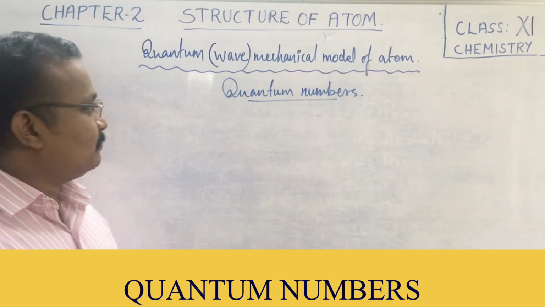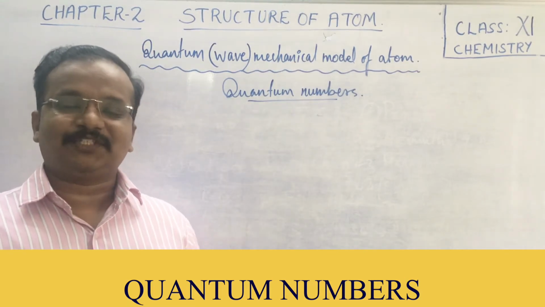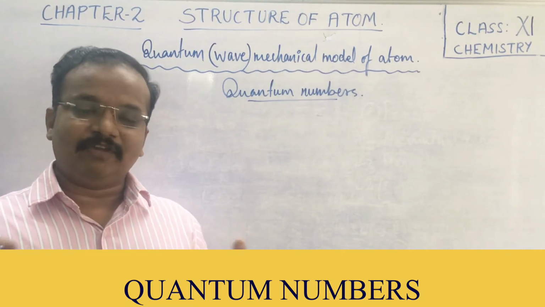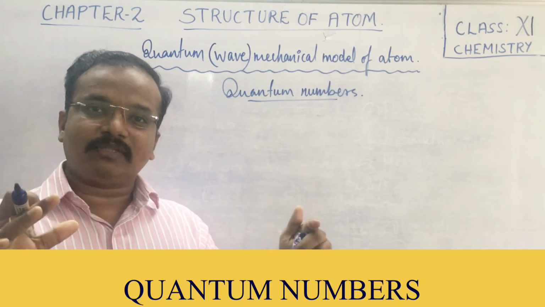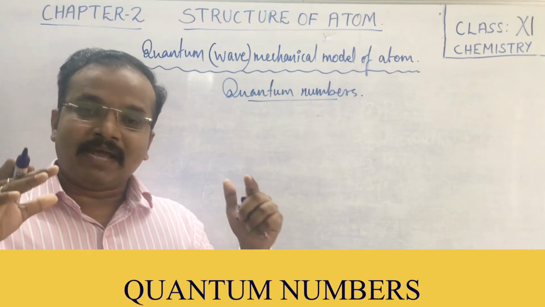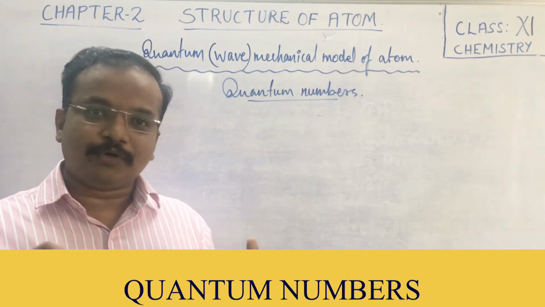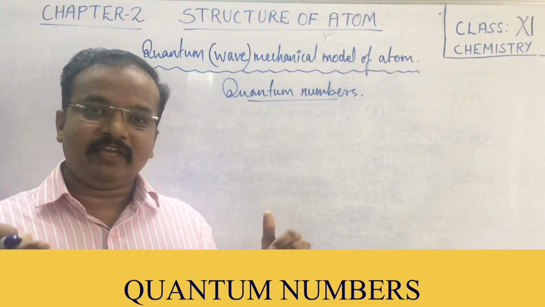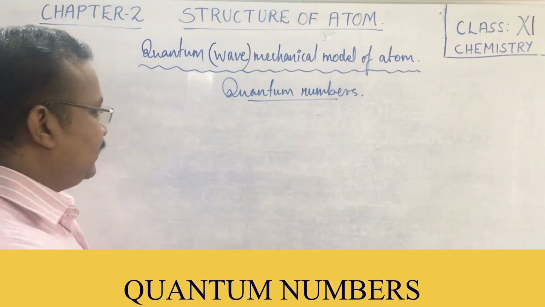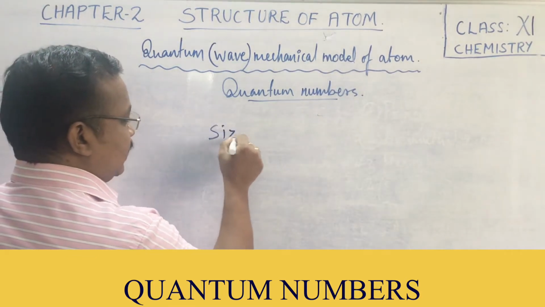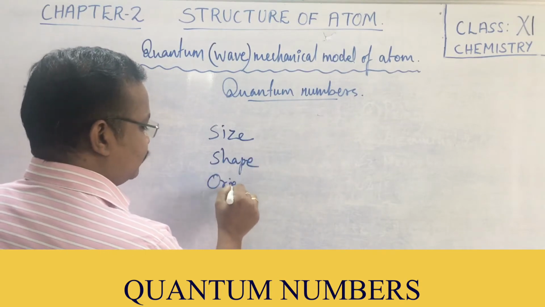Today we are going to discuss quantum numbers. Children, as we have already discussed in the last module regarding orbitals, orbitals are those areas around the nucleus where there is the maximum probability of finding an electron, isn't it? Now we are going to discuss how we can explain those orbitals with the help of their size, shape and orientation.